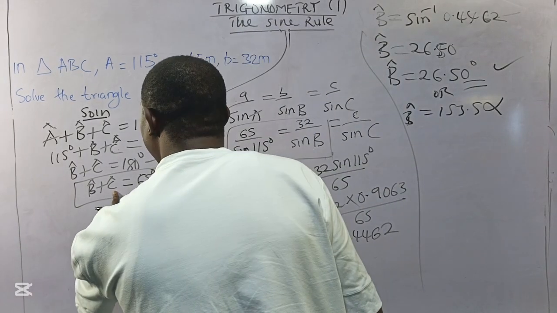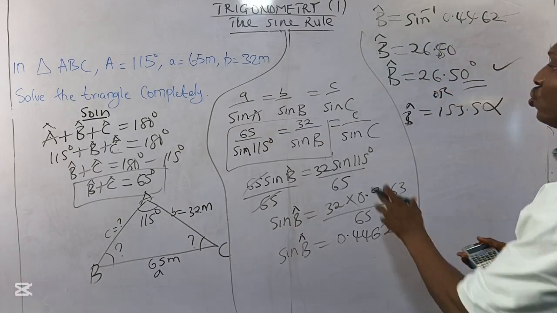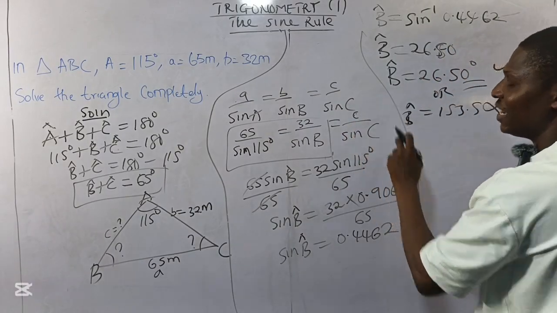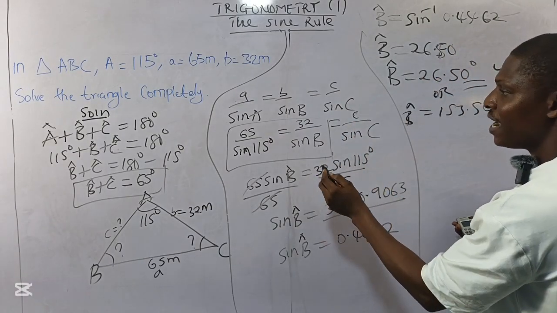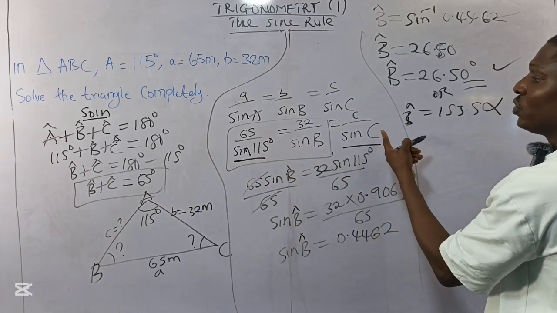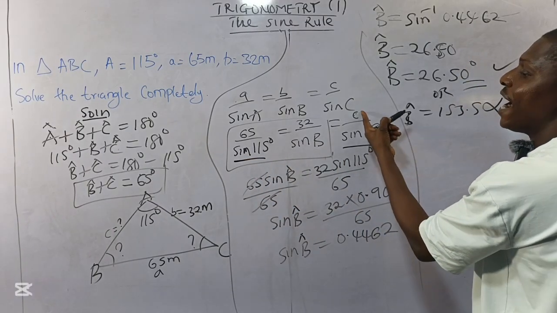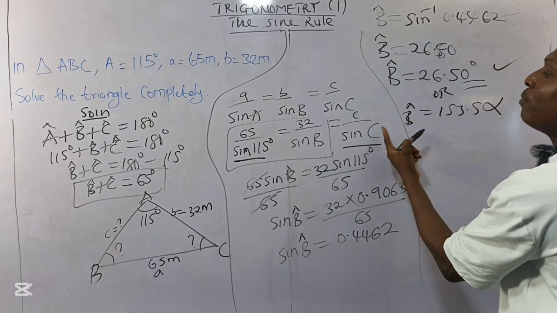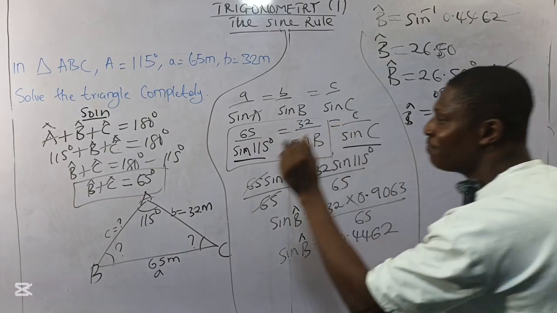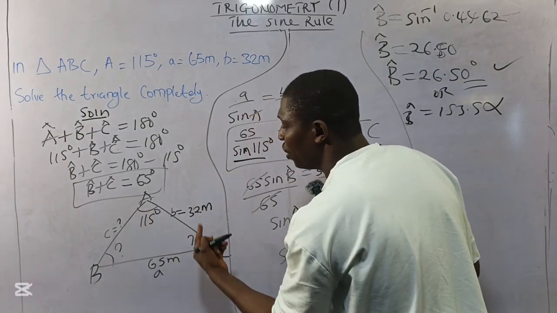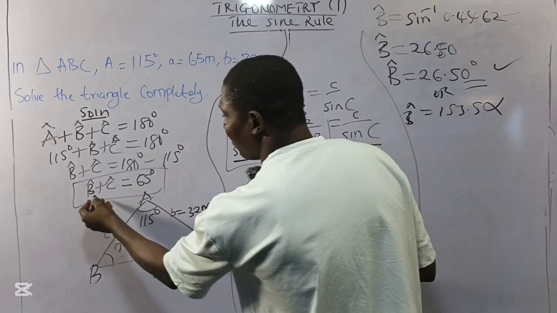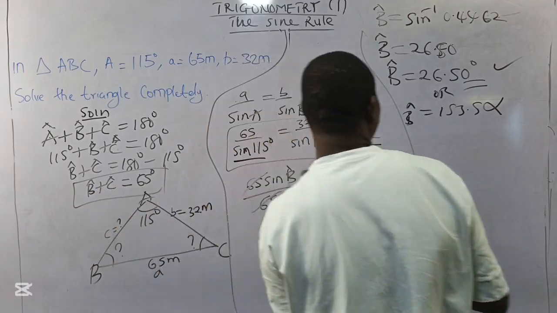Now, I can get my C easily. I don't need to use this to get my C. After all, I can't combine the first and the third here to get my C. Why? I'm still looking for small letter c. So I must get my angle C first. But remember, I told you the sum of angles in a triangle is 180 degrees.